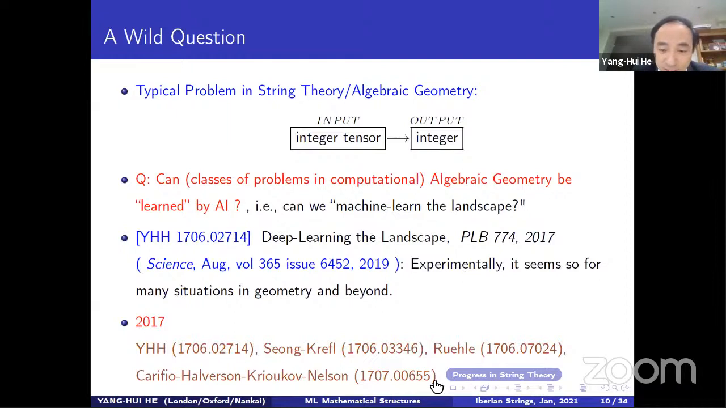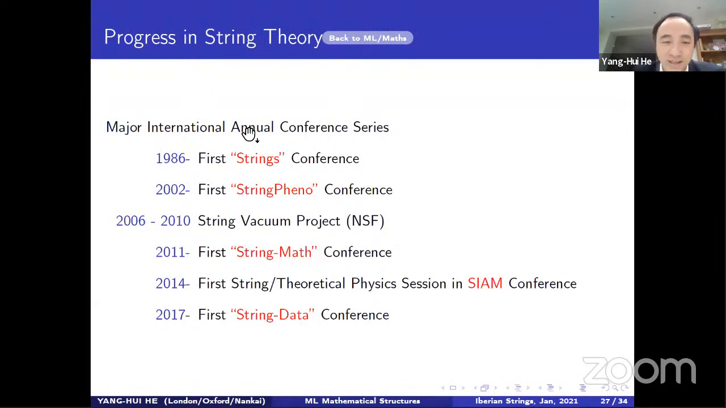It's very interesting that in 2017, my friends were independently thinking about similar kinds of problems. You see the beautiful works of Krefl and Song, and of Ruehle, and of Carifio and collaborators, the Northeastern collaboration. We were thinking along similar lines about how to use machine learning to solve hard problems in physics. Because of my background, my main motivation is to see how machine learning helps with algebraic geometry. It's interesting for this audience to see the progress across these annual conferences. 86 was the first Strings, after the first string revolution.